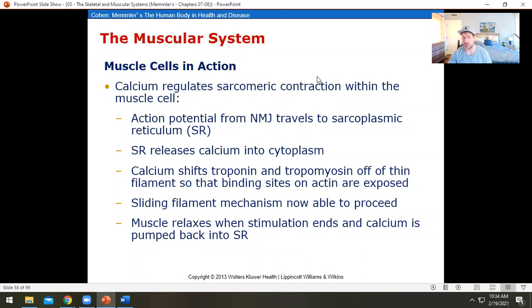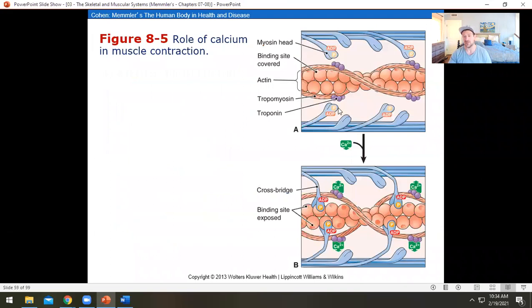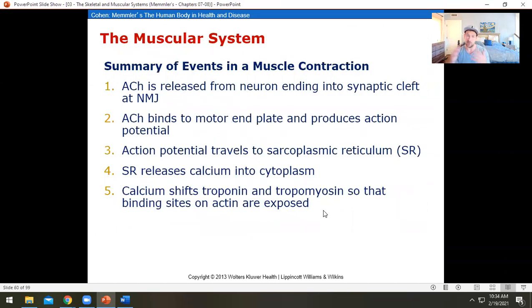So this is going to break this all down. Basically, calcium is released into the area, which moves the regulatory proteins out of the way. Myosin reaches up and grabs the actin, right? Binding sites are open. It grabs it and it pulls it.